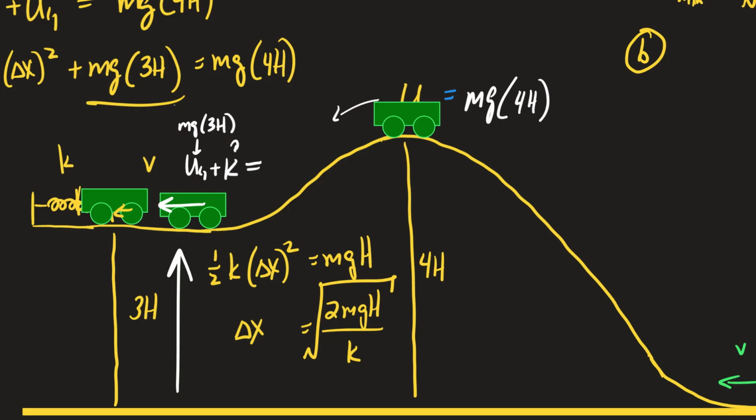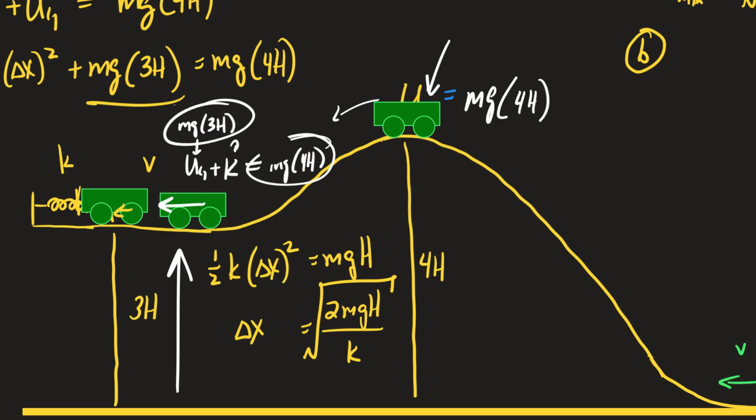Well, I chose to compare it with the amount of energy it had when it was here, because I know it made it to there. So that's why I put in mg times 4h here, because that was how much energy it had at the top of the hill. And I know the total energy, the energy at one place, has to equal the energy at the other. So that's where this 3h came from. And that's why this 4h is here, because I had to take the total energy I have at one place and compare it with the total energy I have somewhere else. Is that okay? Did that answer your question?